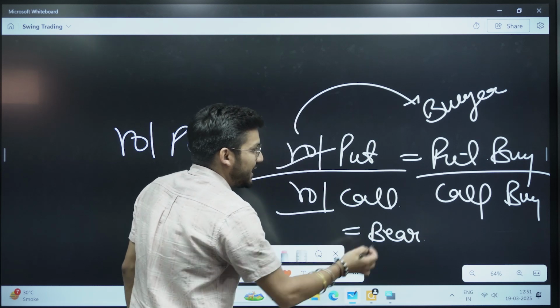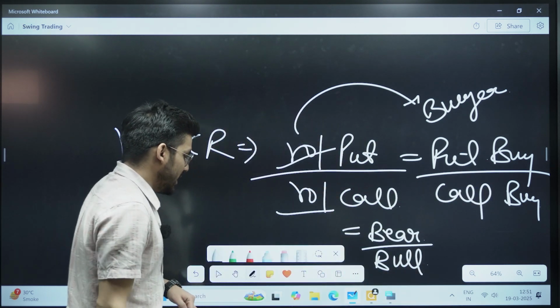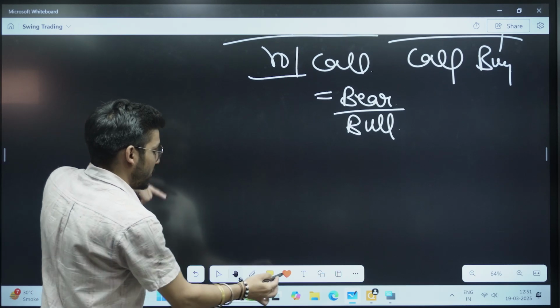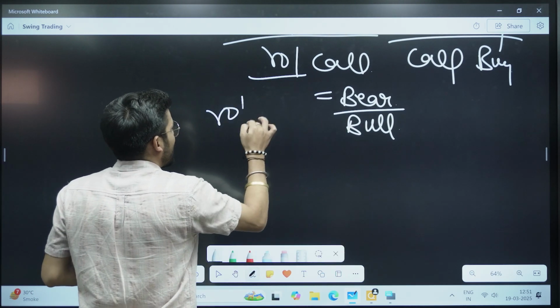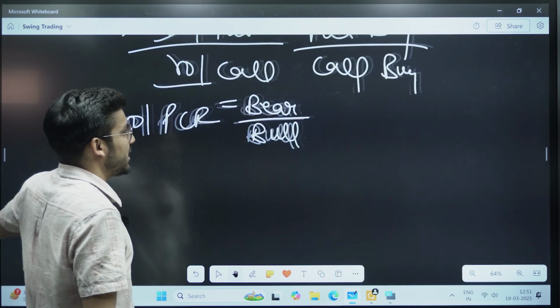My view is bearish in the market. If I'm buying a call, it means my view is bullish in the market, right? So this is the ratio of your volume PCR, bears divided by bulls, right?